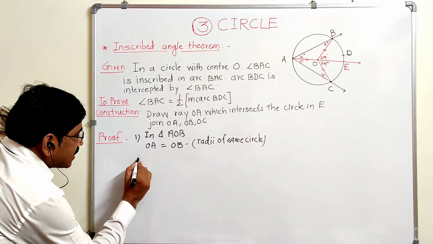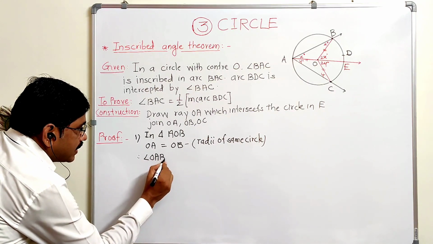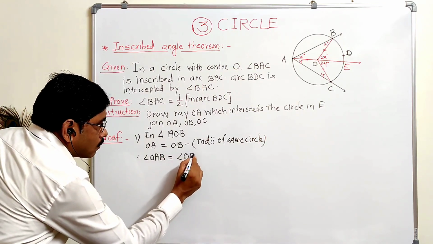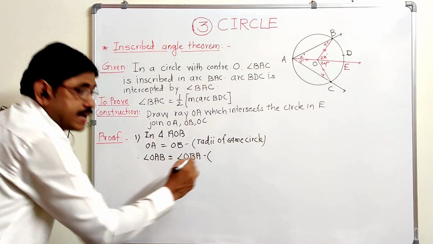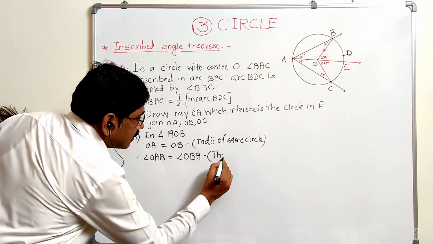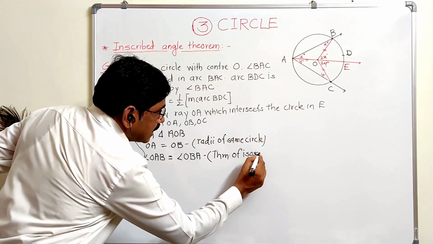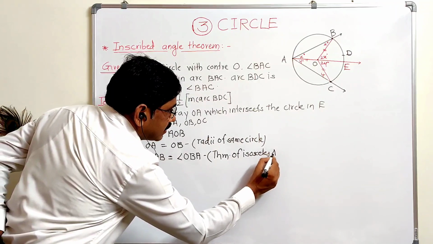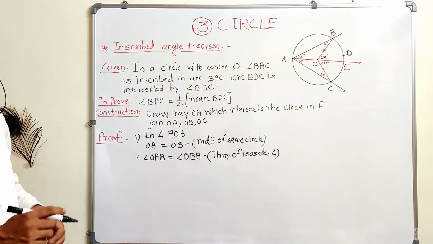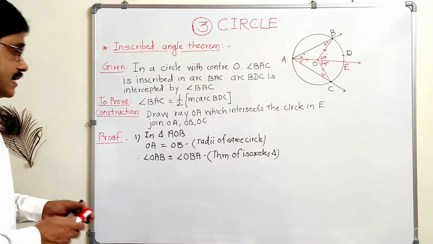OA equals OB. Therefore which angles are congruent? Angle OAB is equal to angle OBA. Which theorem? Theorem of isosceles triangle. So here we write the reason, theorem of isosceles triangle. It means if two sides are congruent, then the angles opposite to those sides are congruent.